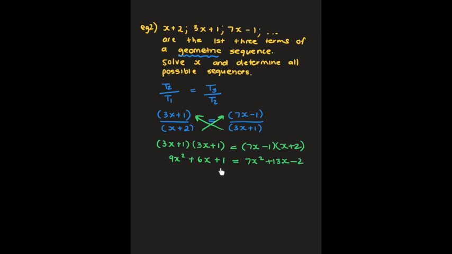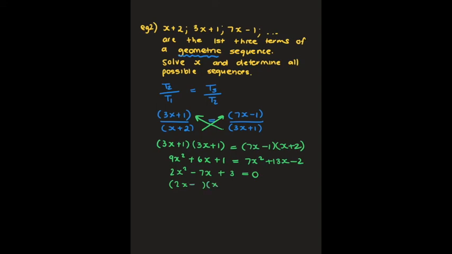I'm going to collect the terms on the left-hand side of the equation since my leading coefficient will then be positive. So 9x squared minus 7x squared will be 2x squared. 6x minus 13x, that will be minus 7x. And 1 plus 2 will equal 3. So I've just collected all the terms on the left-hand side. Let's factorize.